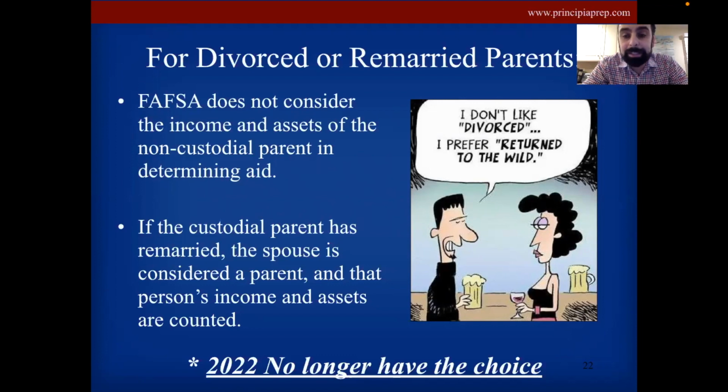Now, by the way, if the parents are divorced or separated, they have to be separated for 3 months or longer. So if you guys are separated for 3 months or longer, technically, in the world of financial aid, you are separated from each other financially. So they only count one parent's information.